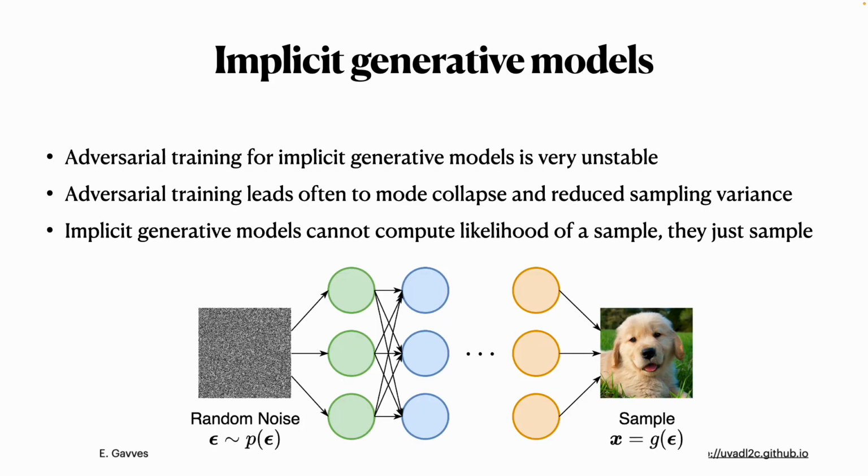And implicit generative models like GANs rely on adversarial training, which is very unstable because it's this minimax game. And this minimax game, by definition, do you understand why? Have you done GANs in Deep Learning 1? Actually, I don't know. Right. So it's this minimax game, right? So it's these subtle points.